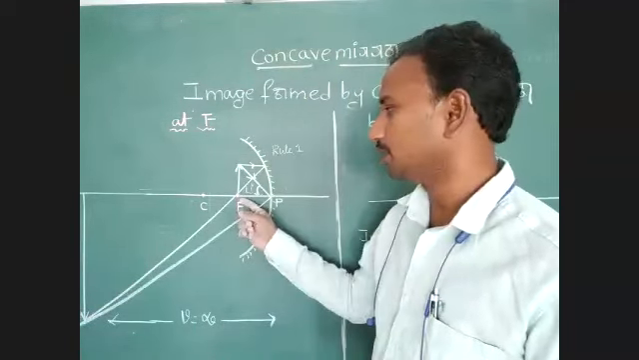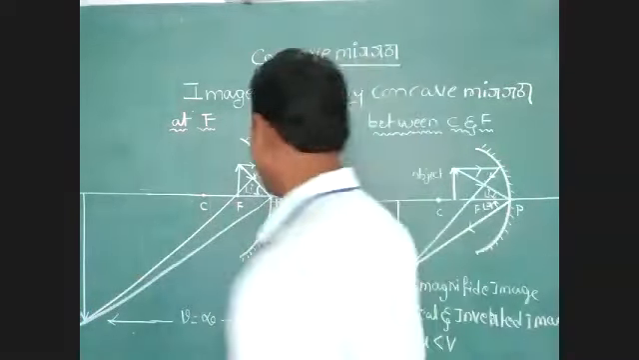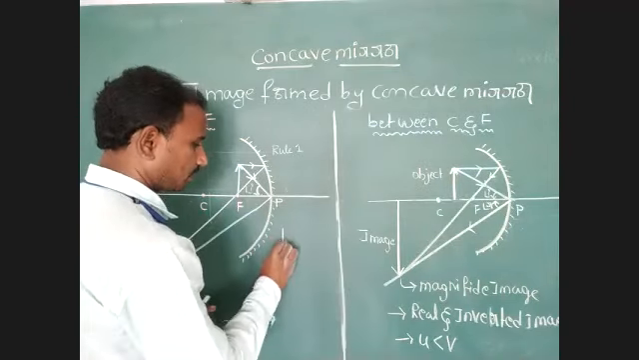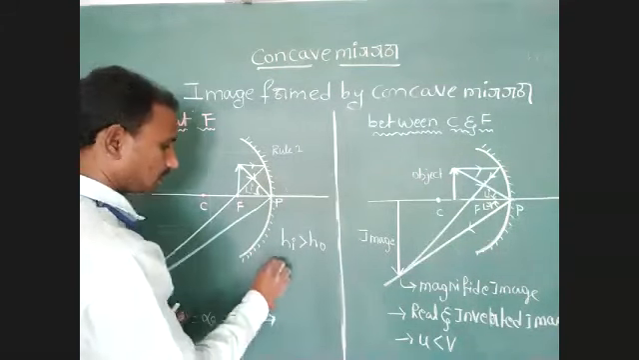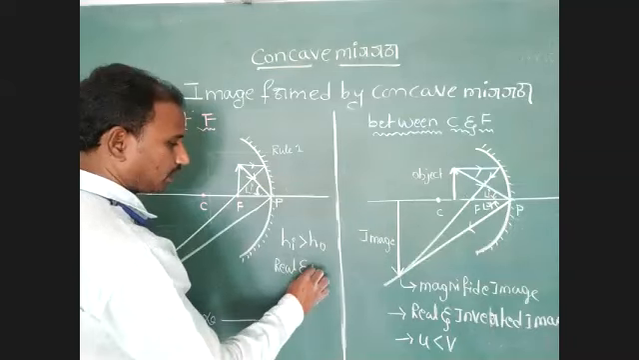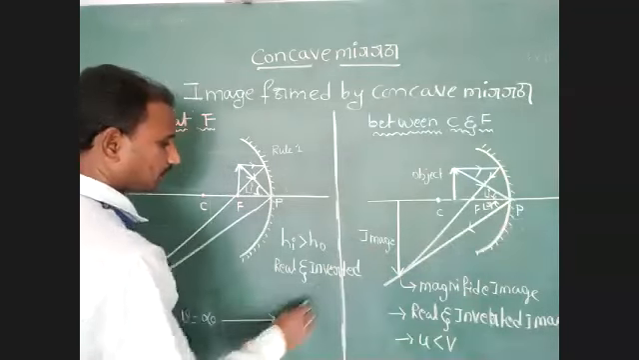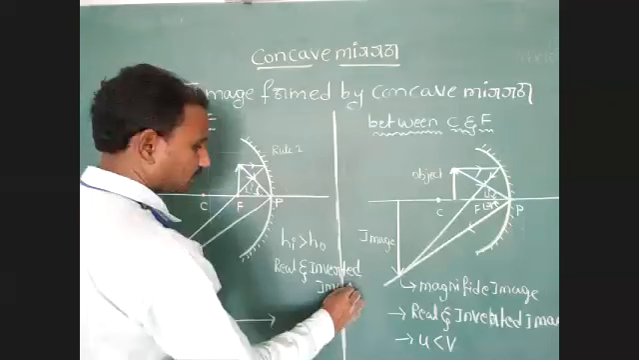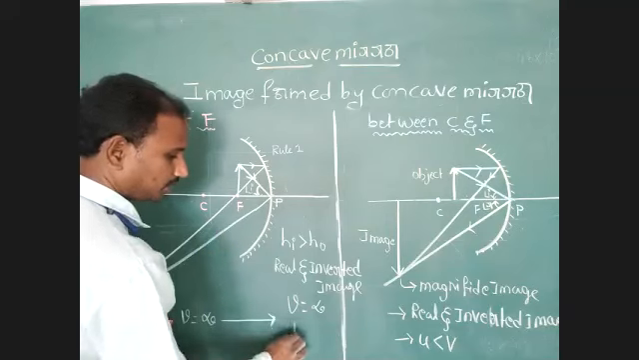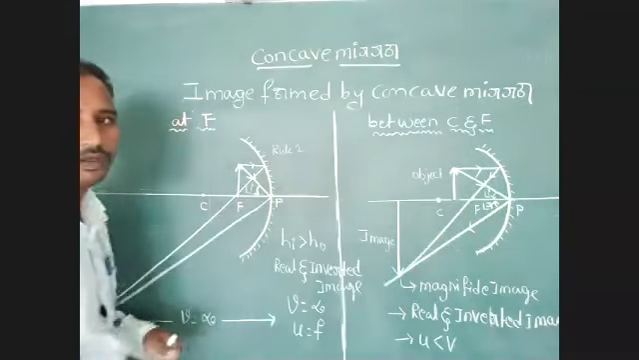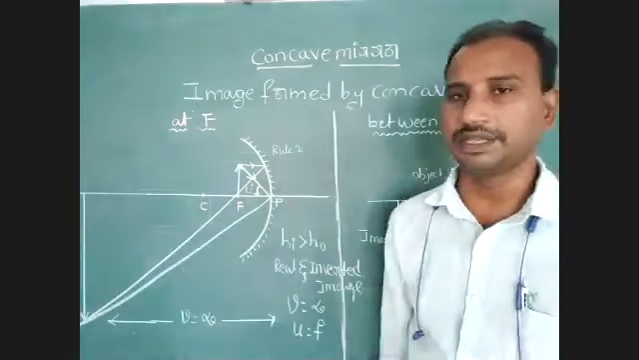Okay, next one: position of an object at principal focus. Here the height of the image is more than the height of the object. This image is real and inverted. Identify this point. Here the image distance equals infinity, and the object distance u equals the focal length. Note down these characteristics of the image.